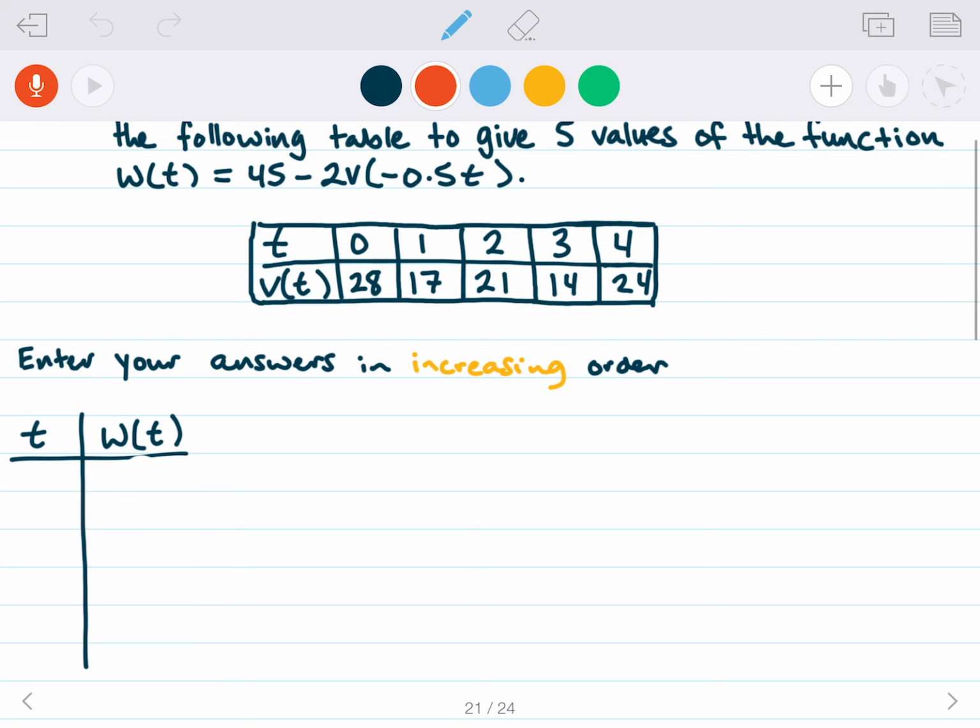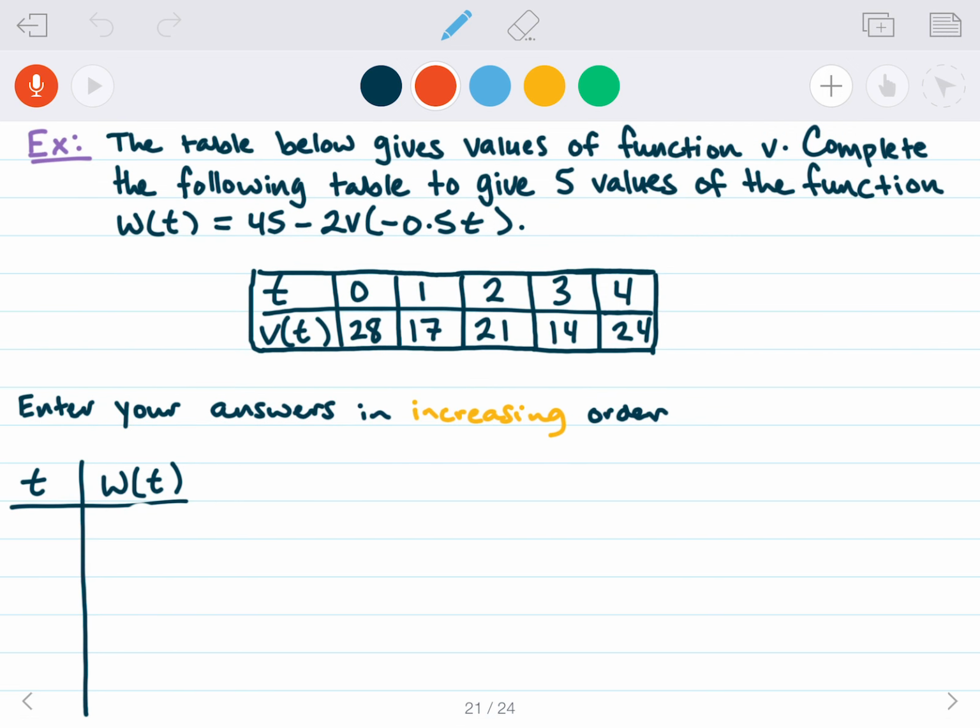All right, let's go ahead and look at this. So I wanted to do an example like this because you have one on your homework, and be careful at this part right here where it says enter your answer in increasing order. Okay, so that's the big thing that you should watch out for. All right, so it says the table below gives the values of a function v. Complete the following table to give 5 values of the function w of t equals 45 minus 2v times blah, blah, blah. Okay, so the first thing I'm going to do is I'm going to transform my t values, or my x values, if you want to think about it like that.